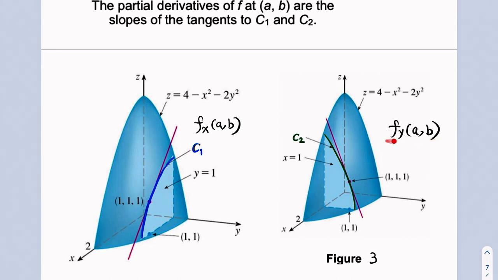The partial derivative with respect to y at (a, b) will be the slope of this tangent line tangent to this curve C2 at the point (a, b), where C2 is the intersecting curve of this vertical plane with the surface.